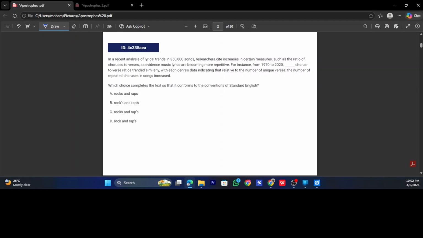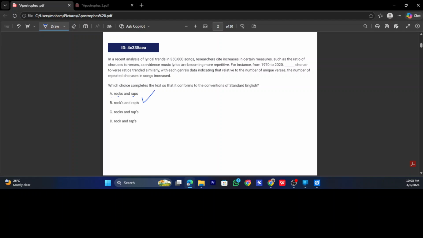So choice A is incorrect because the context requires the singular possessive noun rock's, not the plural noun. B is the correct answer because the singular possessive noun rock's correctly indicates that there is a crush to bars ratio belonging to the grains of the rock. So B is the correct answer.